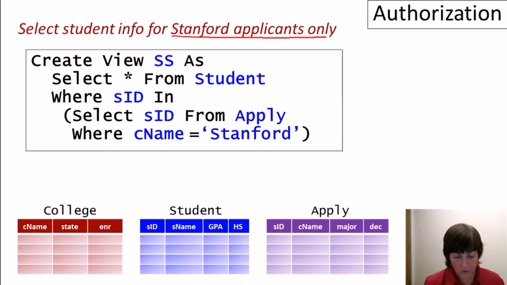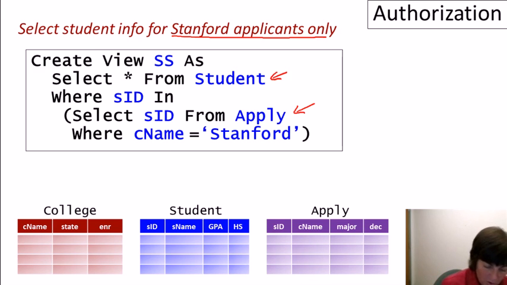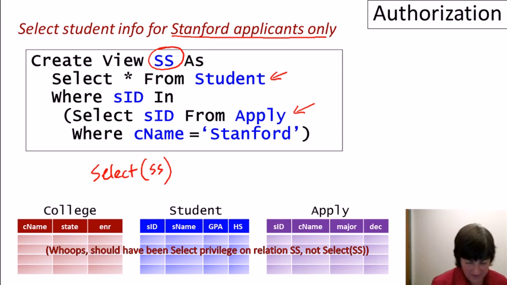We can create a view that gives us the student information for Stanford applicants only, and then we can grant users privileges on the view rather than directly on the relations. So here's our view. It says we'll find all students where their student ID is in the IDs of the students who have applied to Stanford, and we'll call that view SS for Stanford students. Now we can give a particular user the select privilege on SS, and that allows them to select the data that's in the view but not see any of the data outside of the view. Specifically, they won't be able to see student information if the students didn't apply to Stanford.